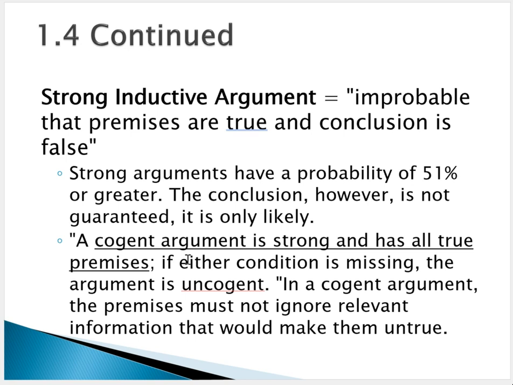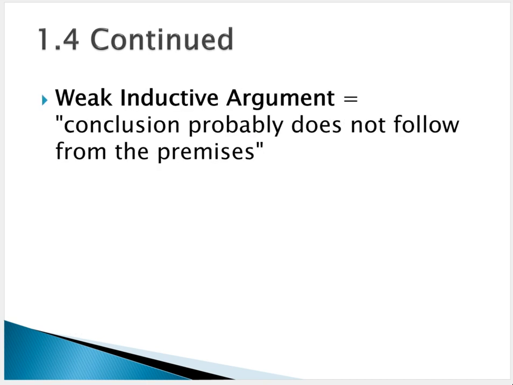A cogent argument. Okay, here's another word, cogent. A cogent argument is a strong inductive argument and it has all true premises. Okay, if either condition is missing, the argument is called uncogent. So in a cogent argument, the premises must not ignore relevant information that would make them untrue. So cogent and uncogent, those are words you're going to hear in logic as well. If you have a weak inductive argument, however, your conclusion probably doesn't follow from those premises, even if they're true.